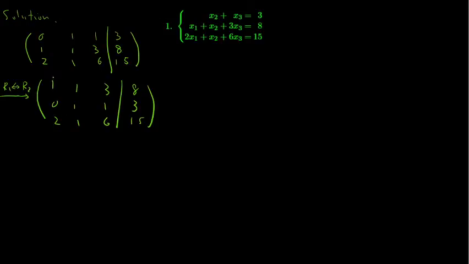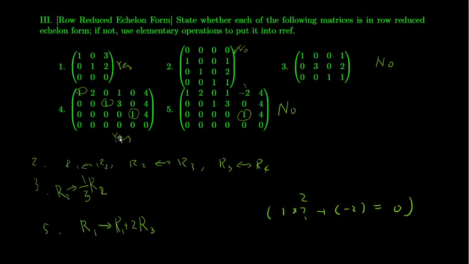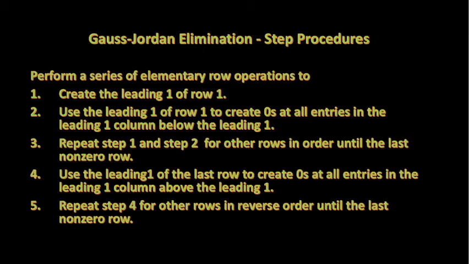Now I'm going to circle this number. This number is not going to be changed in the whole procedure. We want to perform a list of operations to make the matrix REF, row echelon form. Now look at the second step. This one is to use leading one of row 1 to create zeros at all numbers right below that leading one. So that's the meaning.